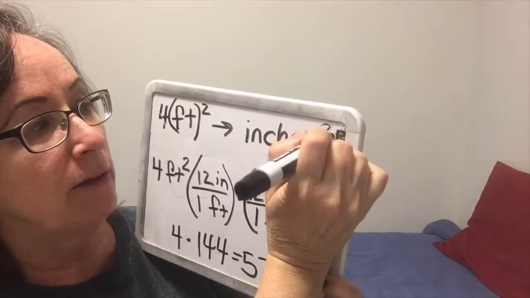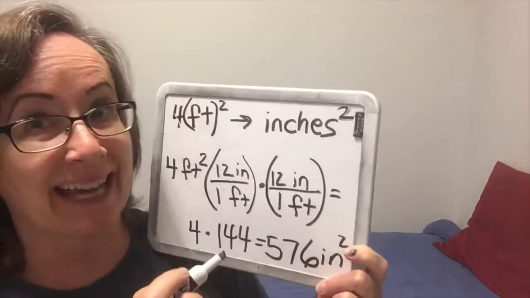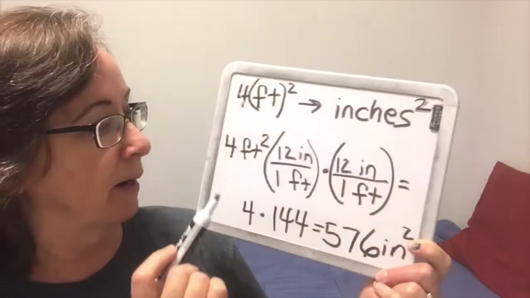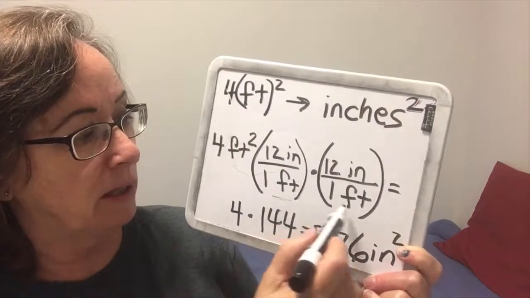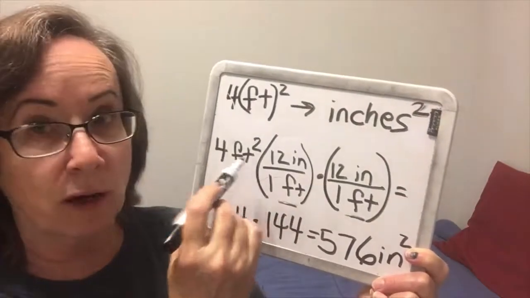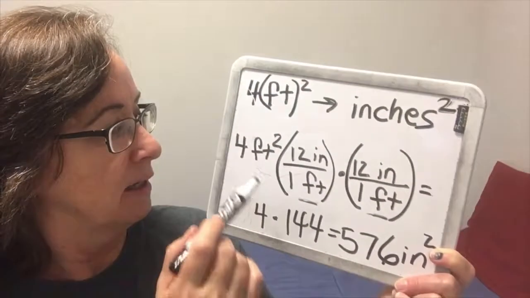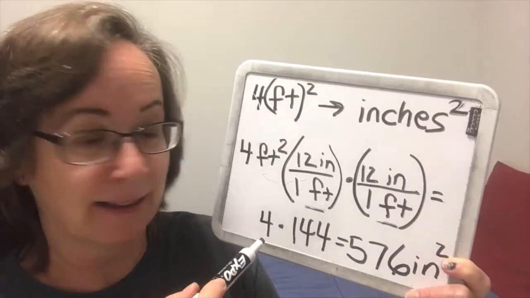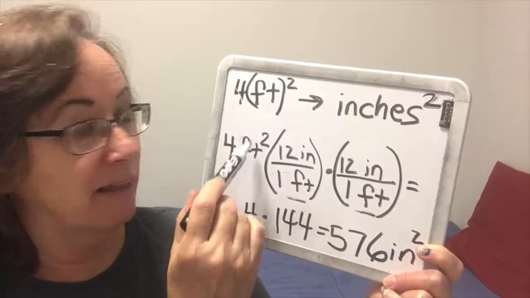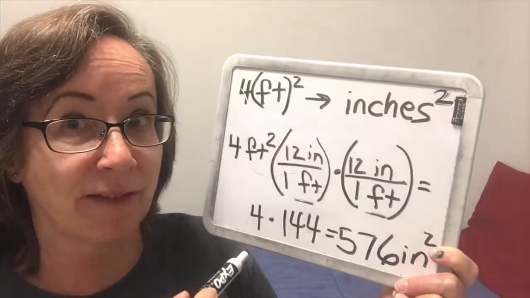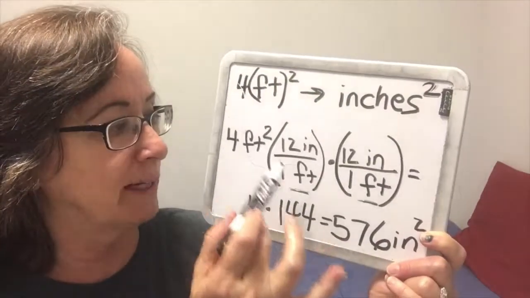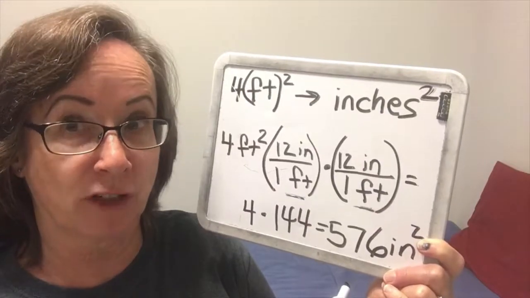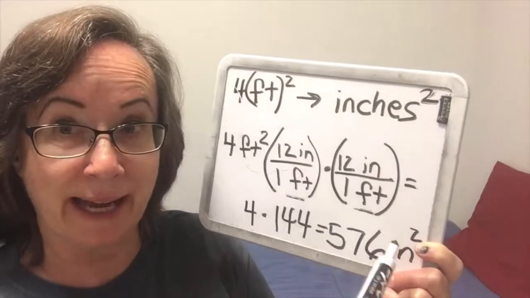I forgot the 2 there. So we're going to have to, because area is always square units, convert feet squared to inches squared, so we need 2 units to take care of each one of the feet. So 4 feet squared means 4 feet times feet. To get rid of the feet times feet, we're going to have to put feet in the bottom of the conversion unit twice.